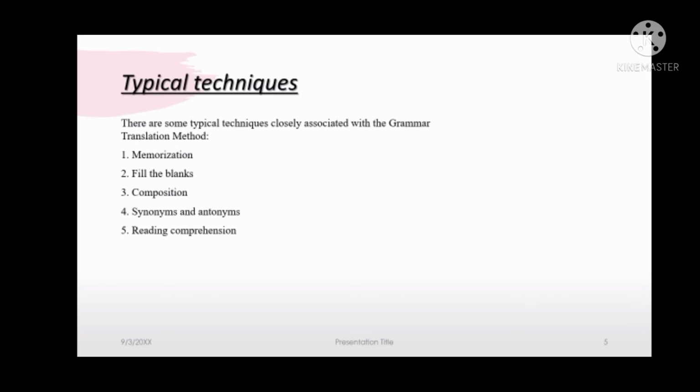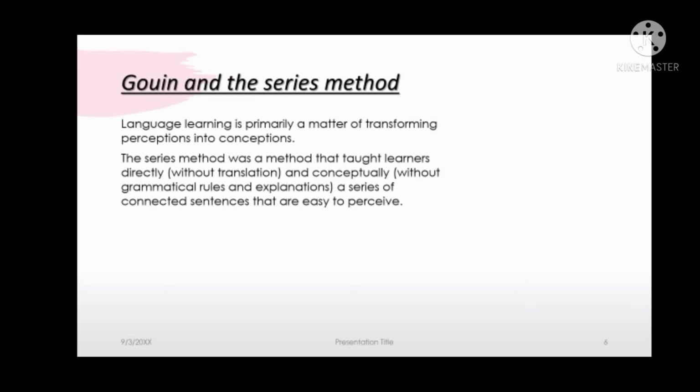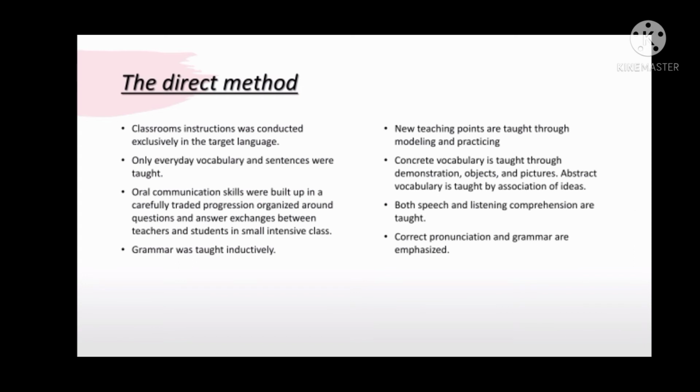The questions are sequenced so that the first group of questions asks for information contained within the reading passage. Next is Gouin and the Series Method. Language learning is primarily a matter of transforming perception into conception. The Series Method was a method that taught learners directly without translation and conceptually without grammatical rules and explanations, a series of connected sentences that are easy to perceive. Next slide is the direct method.